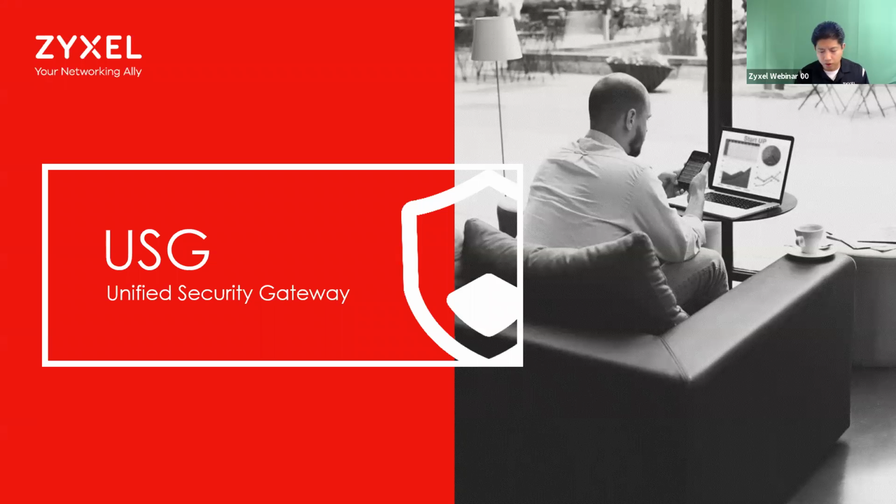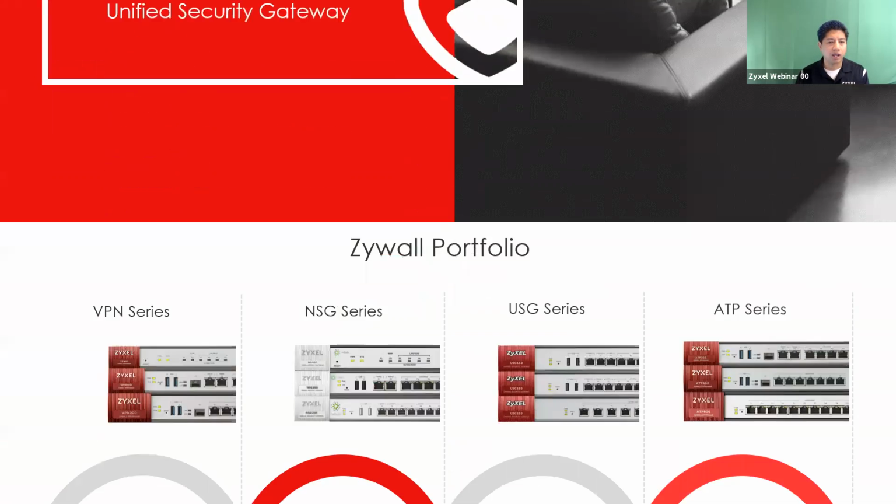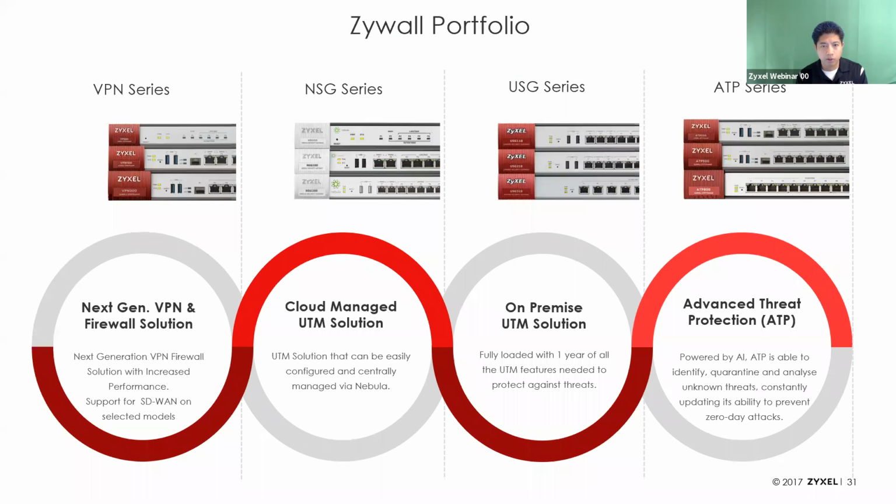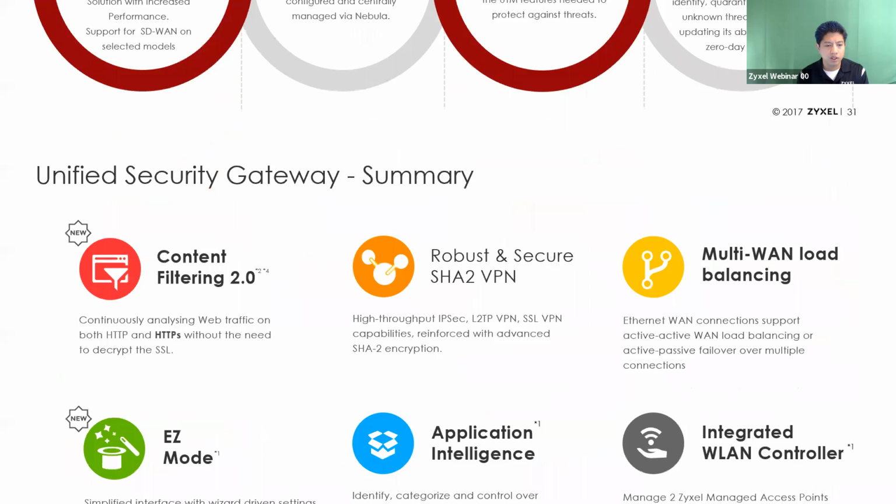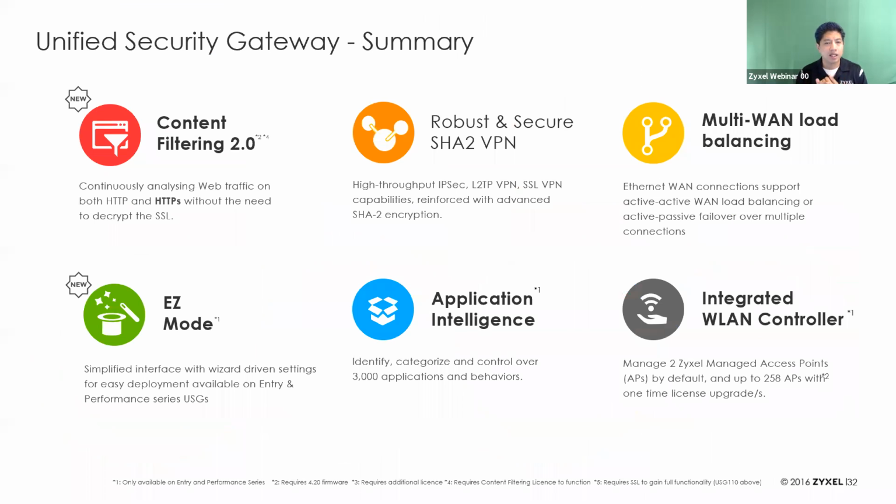All right, so the USG series is our all-in-one security gateway. And again, the portfolio, like I mentioned earlier, is an all-in-one UTM, but it provides things like content filtering. It still has your robust VPN capabilities. It has WAN load balancing. It has an easy mode on the lower end models to help you get on par with how to configure the device, or at least get it up and running fairly easily and quickly.